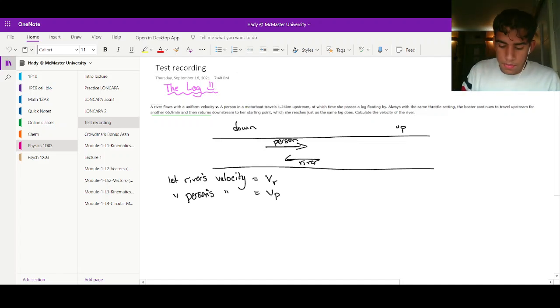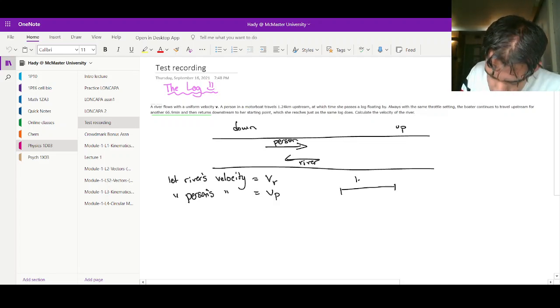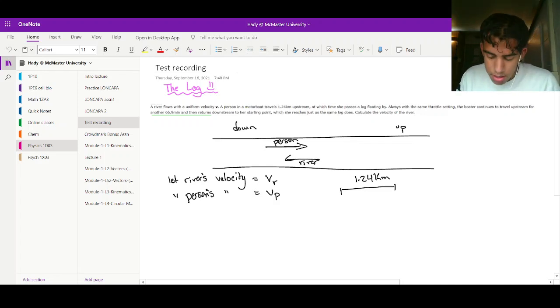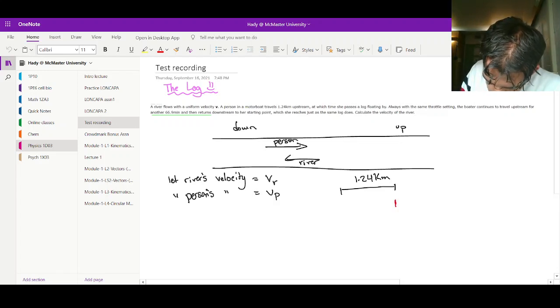Okay? So let's draw it out real quick. What's the scenario? Here we have a motorboat of a person traveling 1.24 kilometers upstream. So the person travels this way for 1.24 kilometers. And then they pass by a log. So there's a log here. Maybe I'll draw the log with another color. There's a log here going this way.